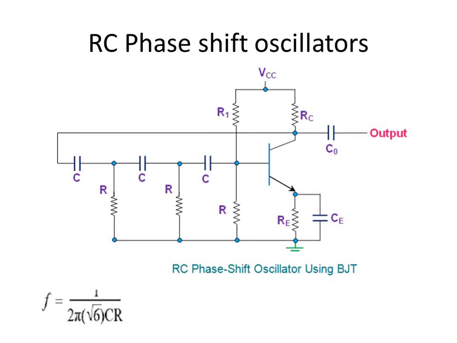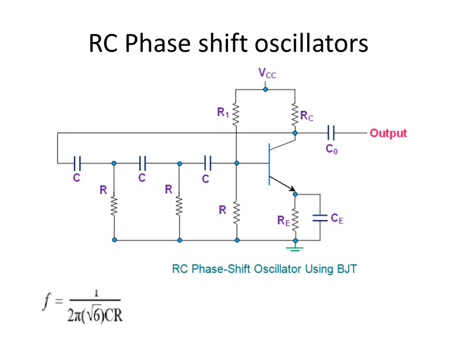So in this circuit we have 3 branches of R and C. We have to decide the values of R and C in such a way that in one branch 1/3 of 180 degrees phase difference will be there, which means 60 degrees. So you design this circuit in such a way that in one branch of C and R there will be a phase difference of 60 degrees, so that altogether all 3 branches will make a total of 180 degrees phase difference.